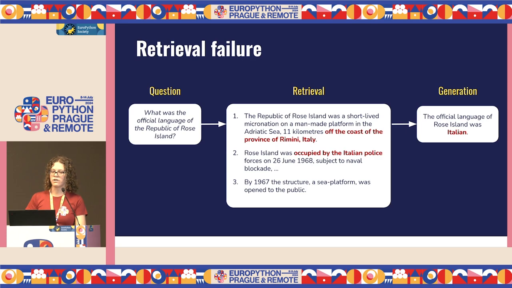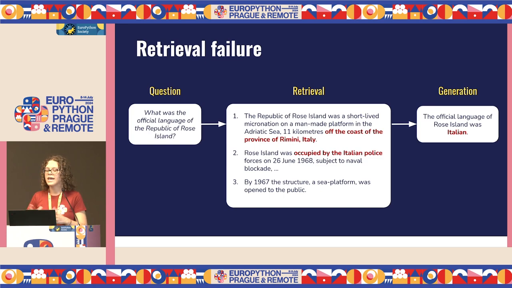A retrieval failure looks like this. Given the same question, the retriever finds some information about the topic, so it's not entirely wrong, but the information it retrieved doesn't really contain the information you expected. So, for example, it tells you where this sea platform was. It tells you that it was near the coast of Italy. So the LLM already starts thinking, okay, that might help infer the language.